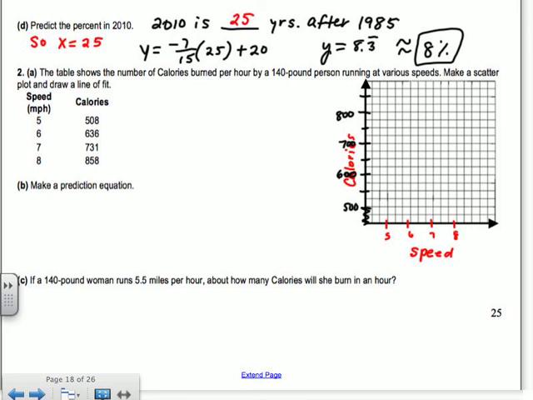And then we're going to draw the scatter plot. So I'm going to have 5, 508. Then I'm going to have 6, 638. 7, 731. And 8, 858.